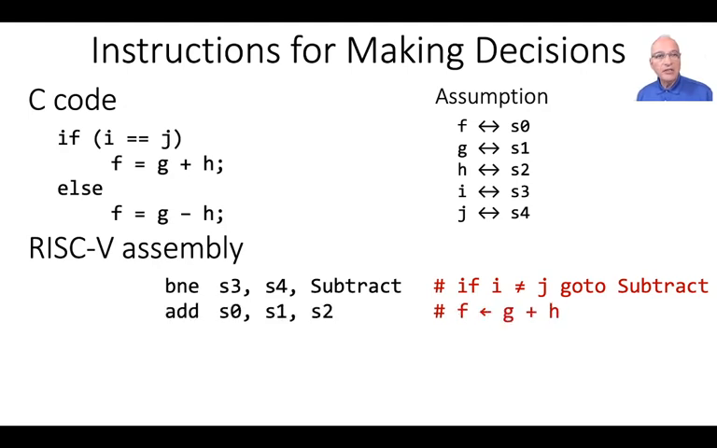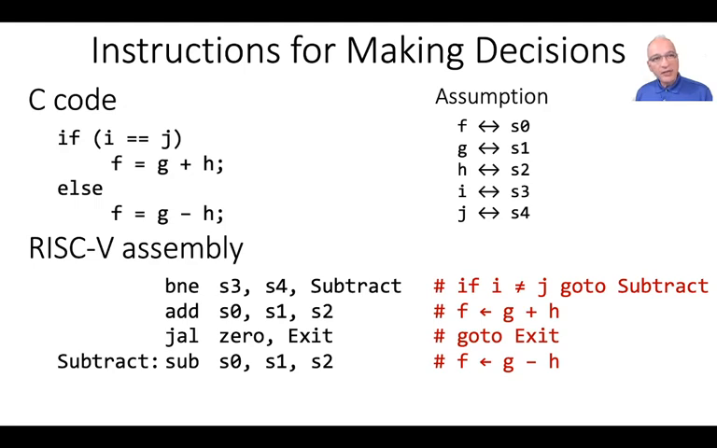So if S3 is not equal to S4, which means that i is not equal to j, then I will be computing the addition. But then immediately after I compute the addition, I need to jump out to the merging point, or the join point that occurs after the if. So I need to go to the exit. The way I go to the exit is by doing an unconditional jump. We're going to see in the third part of this lecture how the unconditional jump is encoded and why we are using a jump and link instruction for the unconditional jump. So for right now, you can just read this instruction as a go to. It goes to the exit.